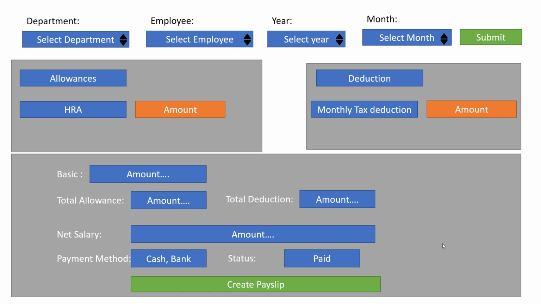Suppose the basic salary is $2,000 and the total allowances calculated are $500, and your total deduction is $100. So the net salary is calculated from the basic salary plus total allowance, that is 500. So the total is 2500, and the amount deducted, that is the total deduction, is $100. So the remaining is the net salary, that is 2400.